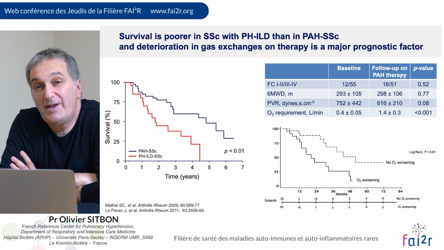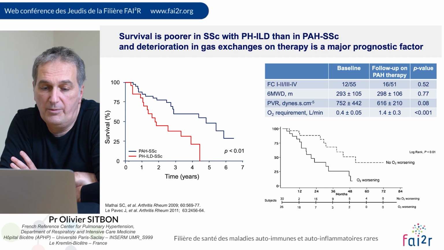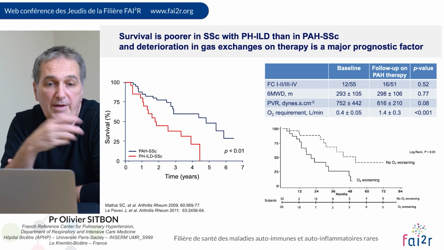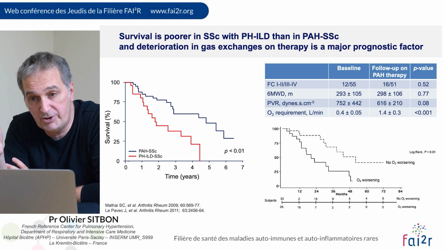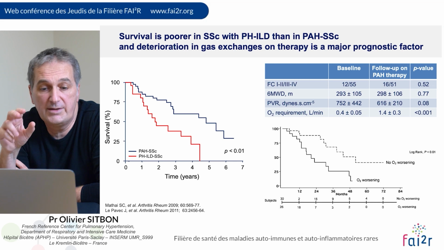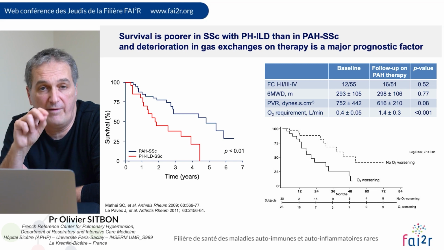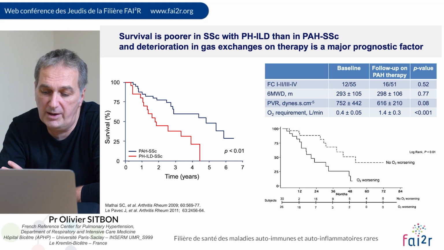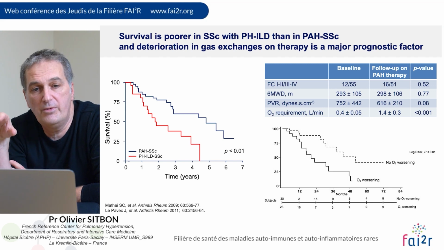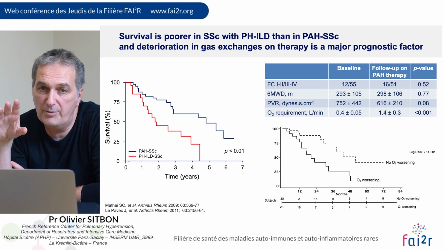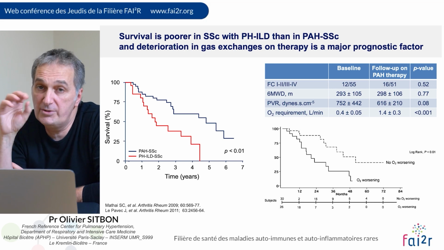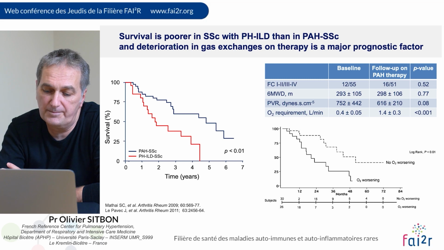What about the patient having interstitial lung disease? We know that those patients may be seen in patients with scleroderma, and we know that the survival in patients having both pulmonary hypertension and interstitial lung disease is poorer than in patients having just PAH in scleroderma. And we also know that the deterioration in gas exchange on therapy, which is quite often observed in those patients, is a major prognostic factor.